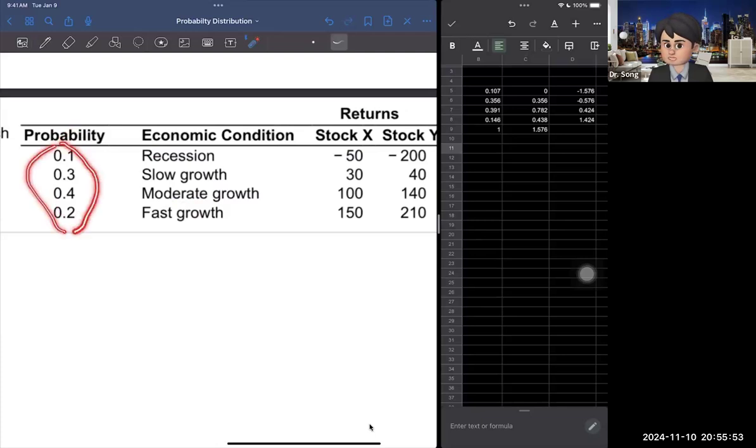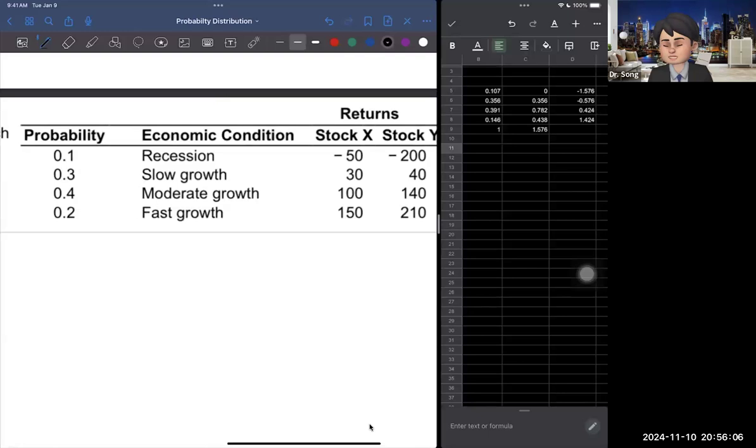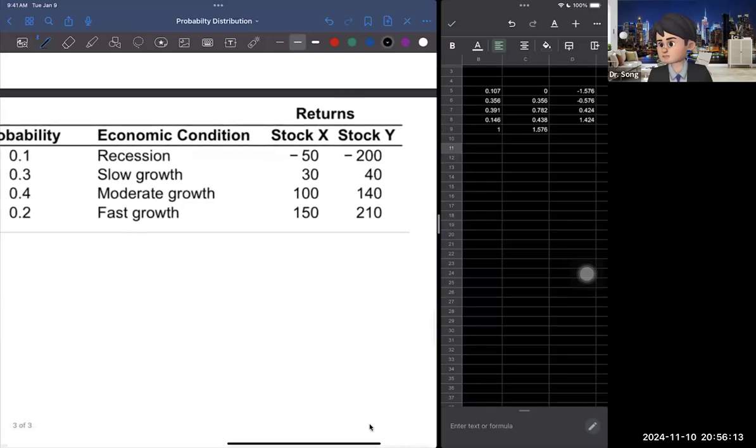And the summation of this probability. So 0.1 plus 0.3 is 0.4, 0.4 plus 0.4 is 0.8, and then plus 0.2 is 1. So the summation of the probability equals 1. Okay? That's 1, which means that I just verified this is a discrete probability distribution. And then we have 2 stock returns. One is stock X and the other one is stock Y.